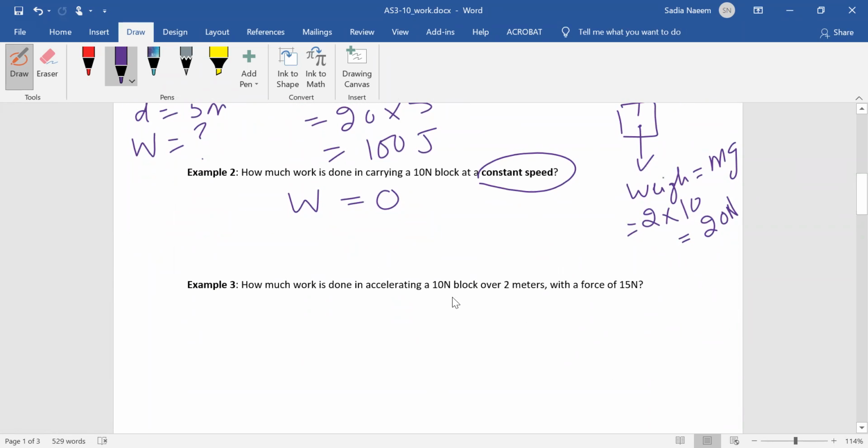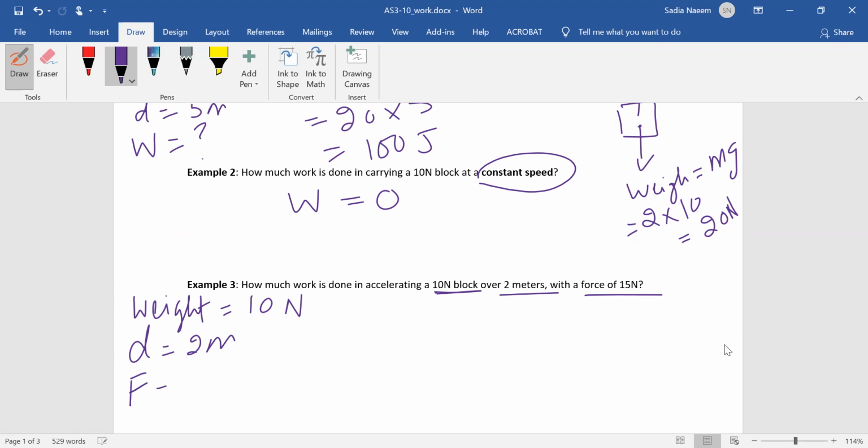How much work is done in accelerating a 10 Newton block over 2 meters with a force of 15 Newtons? Now, there are 2 forces given here, right? So how much work is done in accelerating a 10 Newton block? That is referring to the weight of the block. It's a 10 Newton block. Kg is mass, Newtons is weight. The distance over which it's moved is 2 meters. And the force that is causing the motion, that's the one that appears in the formula.